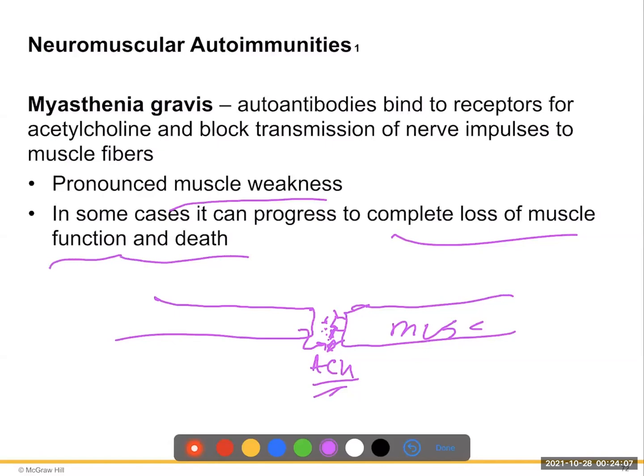Okay, so myasthenia gravis, this is what we have with a lot of vaccines. The flu vaccine, the bird flu vaccine that was out. Myasthenia gravis was one of the side effects that we had of it.